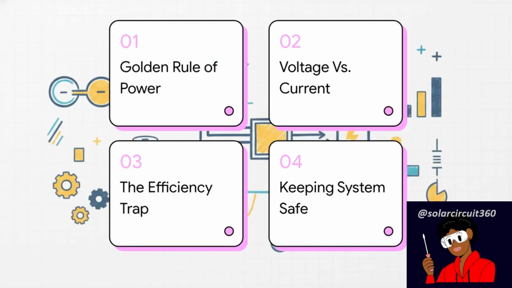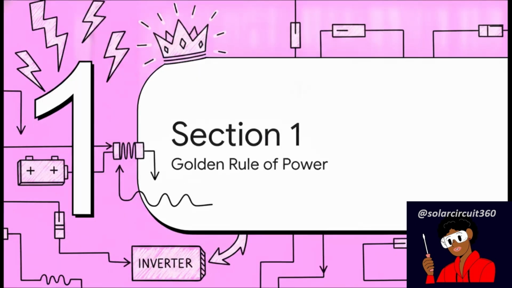Okay, let's run through our roadmap really quickly. First, we'll cover the golden rule of power. Then, voltage versus current. Third is something I call the efficiency trap. And finally, we'll talk about keeping your system safe. Let's dive right in. Section 1, the golden rule of power.